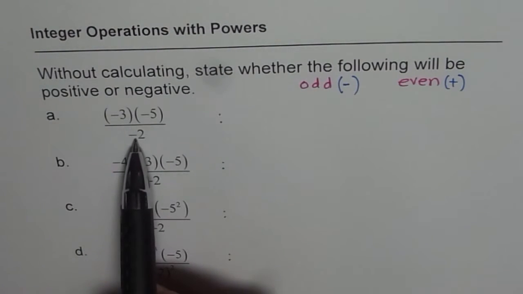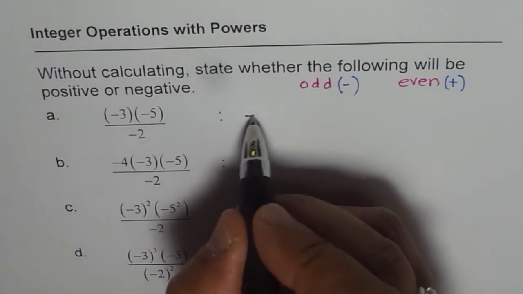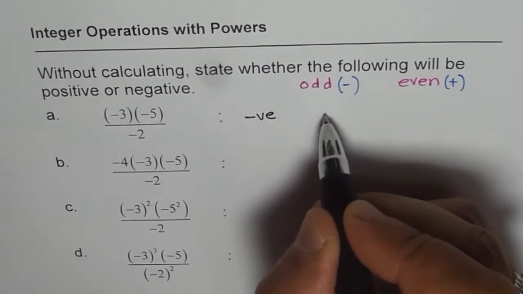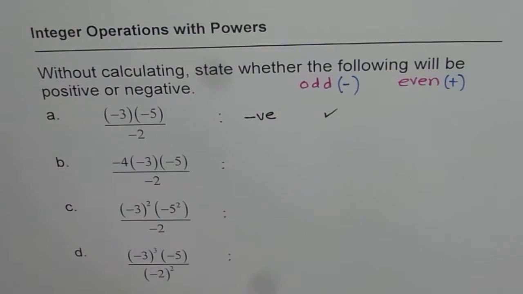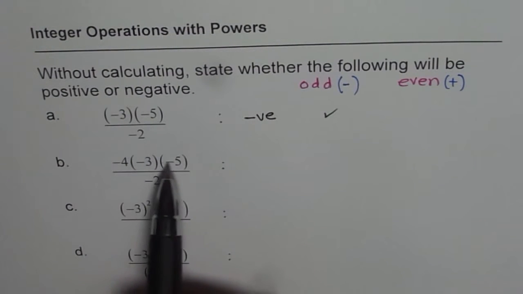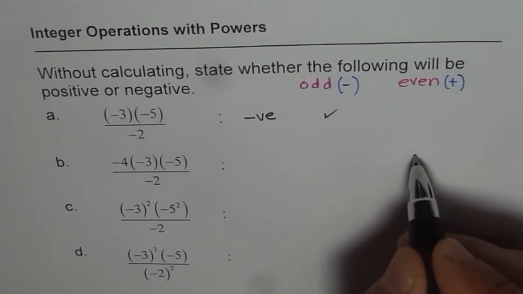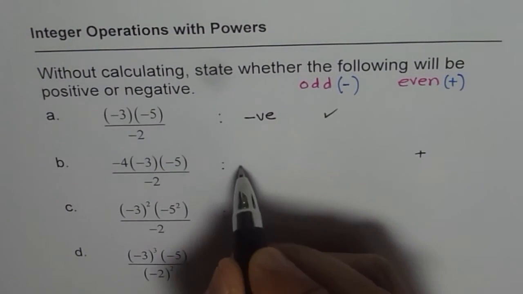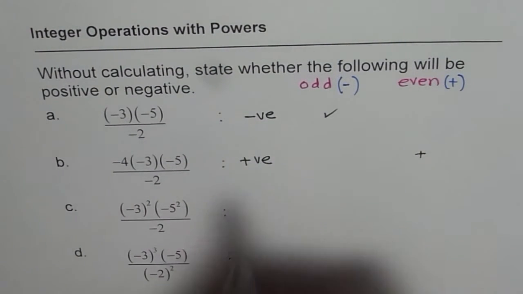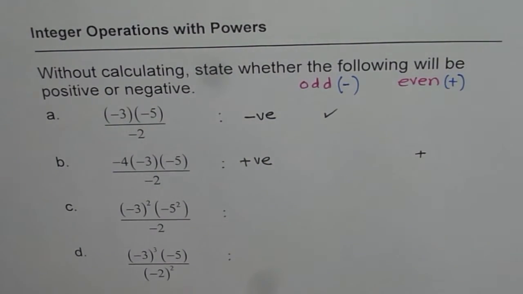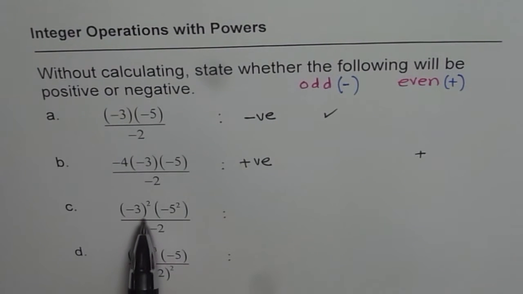Now the first one, 1, 2, 3. 3 is an odd number, therefore we get a negative answer, right? Because the count is odd. In this case, 1, 2, 3, 4, that is even. So we get a positive answer. Is that okay? We are not really calculating. Now this is kind of tricky.